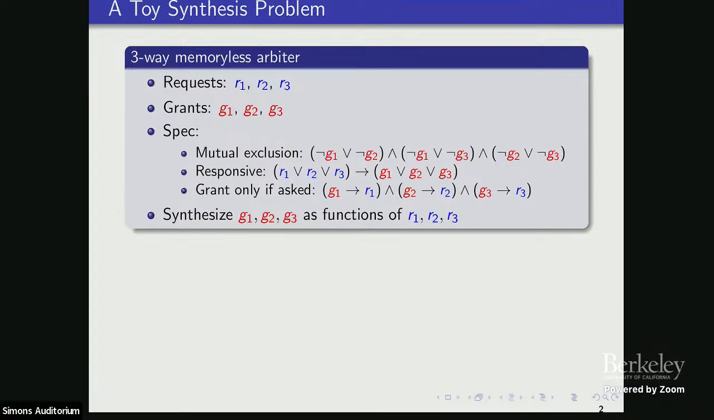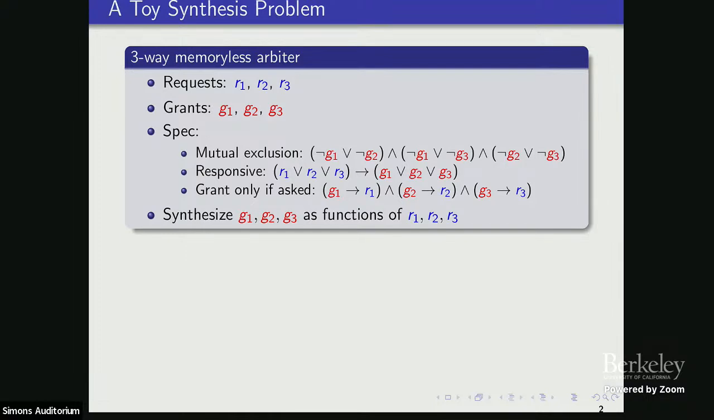Now note that these formulas actually do not tell us what is G1 in terms of R1, R2, R3, or what is G2 in terms of R1, R2, R3. They just tell us some relation between the requests and the grants. So that's why such specifications are also called relational specifications. But the synthesis task is to derive functions out of these specifications such that the specifications are satisfied.